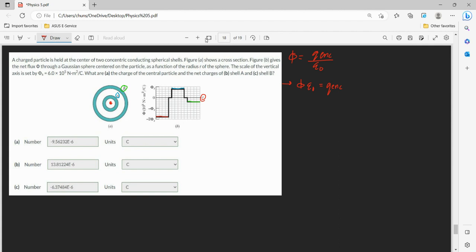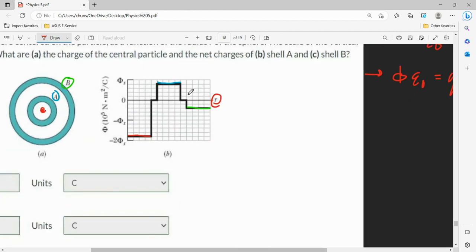So we're going to use our graph to find what our flux is. So we're given a scale on the side where our flux at S is equal to 6.0 times 10 to the 5. And at this point, out of 10, each one has 5 blocks in it. So it's 1, 2, 3, 4, 5, 6, 7, 8, 9. You can see that's 9 out of 10 for S.